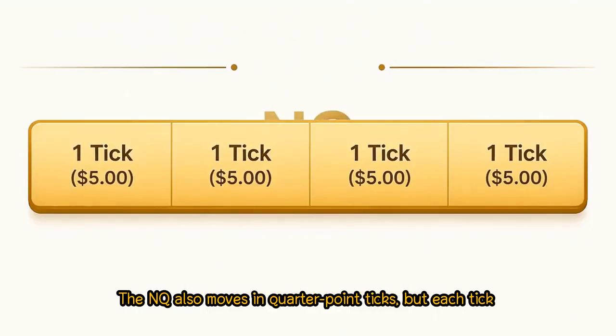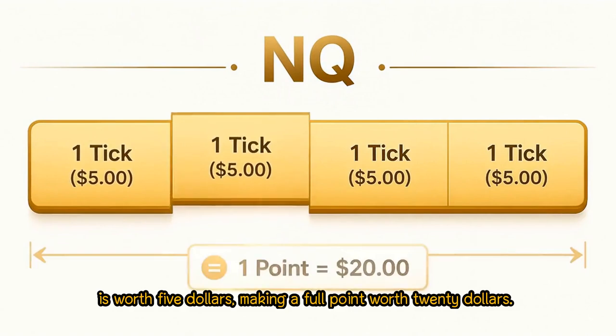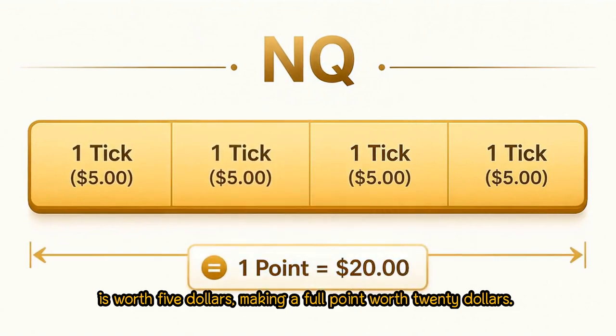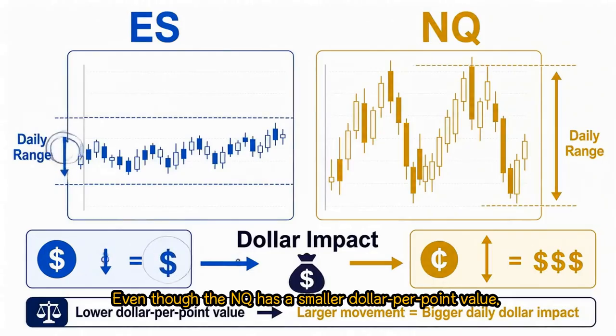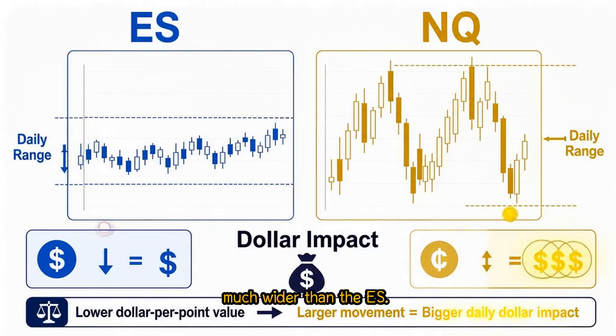The NQ also moves in quarter-point ticks, but each tick is worth $5, making a full point worth $20. Even though the NQ has a smaller dollar per point value, its volatility means the daily dollar range is often much wider than the ES.